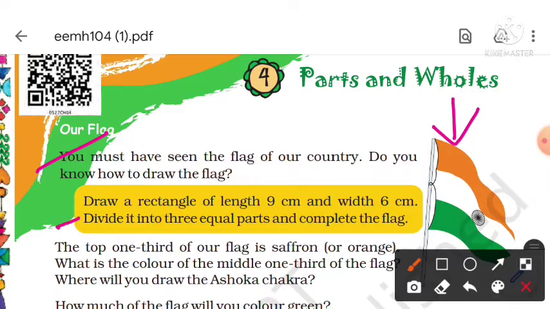Draw a rectangle of length 9 cm and width 6 cm. Divide it into 3 equal parts and complete the flag. Here you can see in the Indian flag we are having 3 parts. One is saffron, another part is white, and the last part is green. We are having 3 parts and one Ashok Chakra in the middle of the white color.